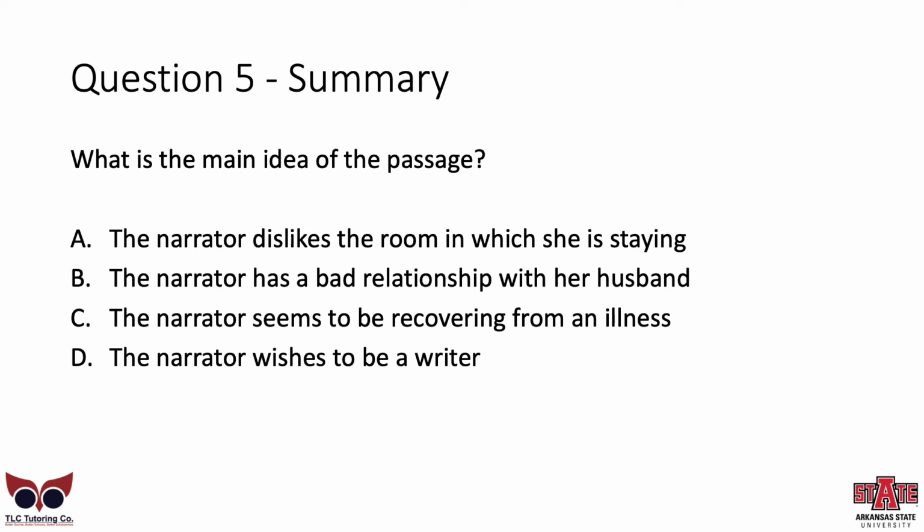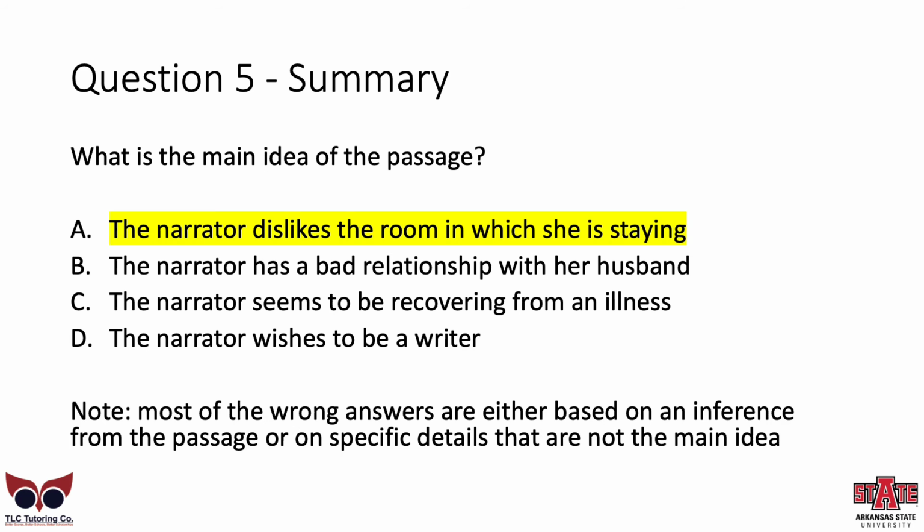Question 5. Summary. What is the main idea of this passage? A. The narrator dislikes the room in which she is staying. B. The narrator has a bad relationship with her husband. C. The narrator seems to be recovering from an illness. Or D. The narrator wishes to be a writer. The correct answer is A. The narrator dislikes the room in which she is staying.